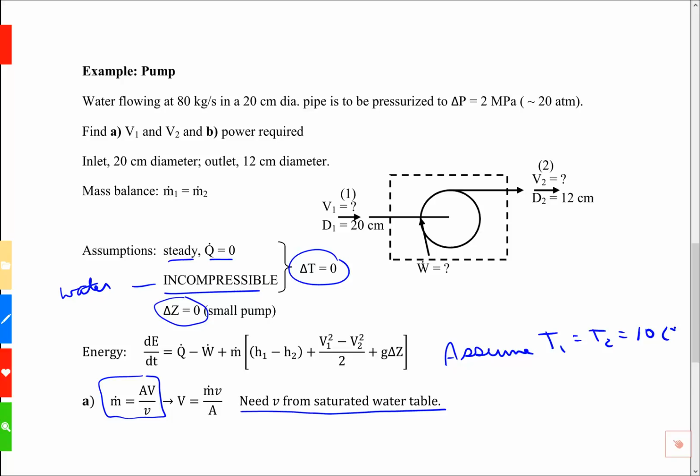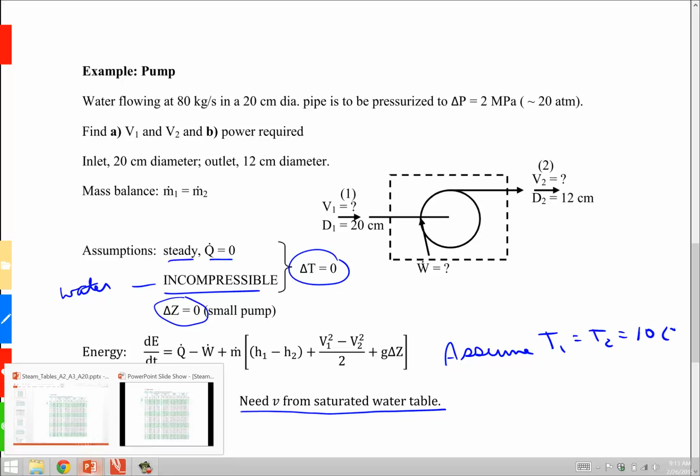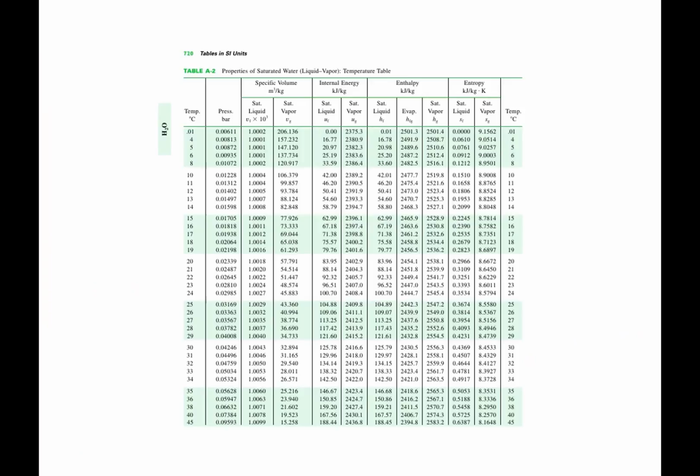Saturated water table, let's go find one. Here's a saturated water table for temperature, and we're looking for the conditions at 10C, which is right there. Here's the column for specific volume. We're going to approximate the compressed liquid properties as saturated liquid.